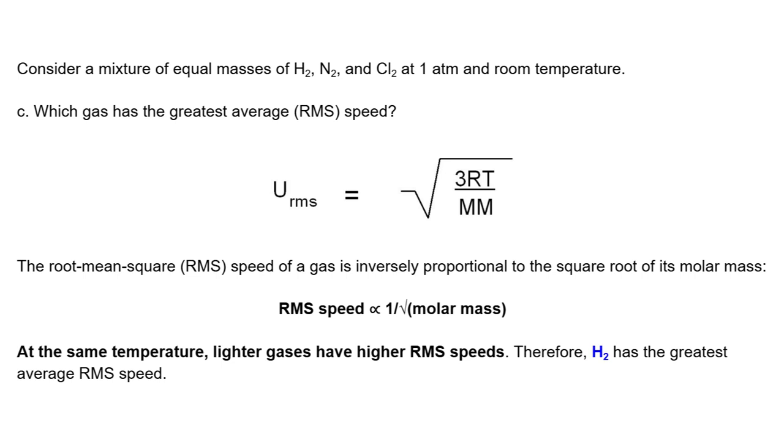What this really means, if you boil it down to what you actually have to understand for the exam, is that if you have gases that are at the same temperature, the lighter gases have higher average speeds. And so the lightest gas is going to be moving the fastest on average. That gas in this case is hydrogen.